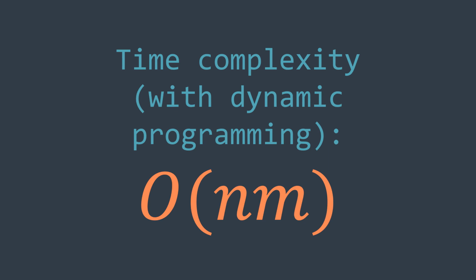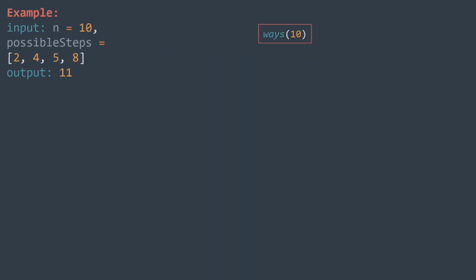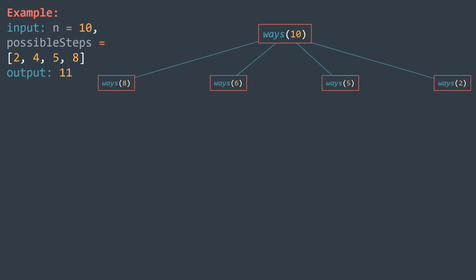Last thing that I want to talk about is top-down and bottom-up approaches. In memoization, with this example, we want to calculate ways of 10, so we calculate ways of 8, ways of 6, ways of 5, and ways of 2. And to calculate ways of 8, we calculate ways of 6, ways of 4, ways of 3, and ways of 0, and so on. So we start at the initial value of n, which is 10, and we keep recurring until we reach the base case, which is 0. This is what we call a top-down approach. We start from the top and we go down.